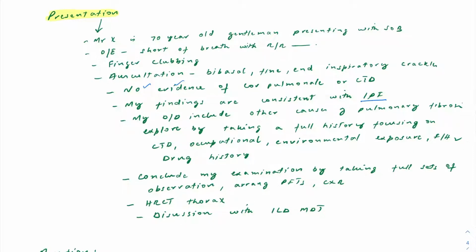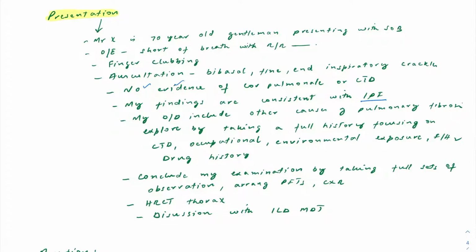Then you will not stop there, you will continue and say my differential diagnosis includes other causes of pulmonary fibrosis, which I'm going to explore by taking a full history, particularly focusing on connective tissue disease, occupational and environmental exposure, family history, and drug history. I would like to conclude my examination by taking a full set of observations, and arrange pulmonary function test and chest X-ray.